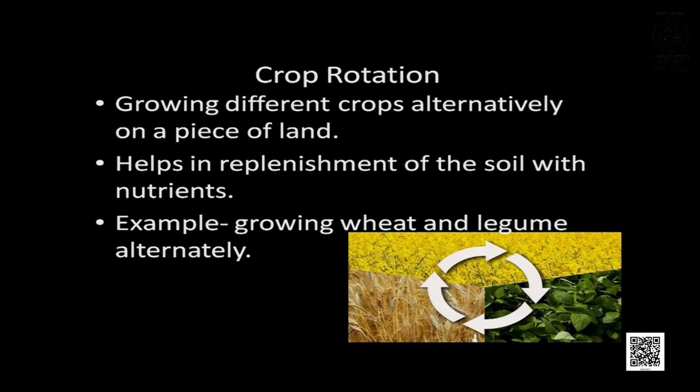Next, third one is crop rotation. It is growing different crops alternatively on a piece of land. For example, in one season, wheat is grown, in the next season, soybean or some gram is grown. It helps in replenishment of the soil with nutrients. For example, growing wheat and leguminous plant alternatively.